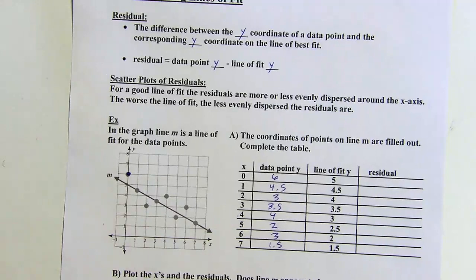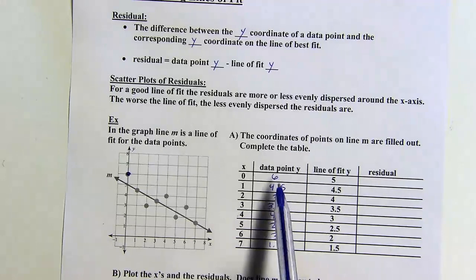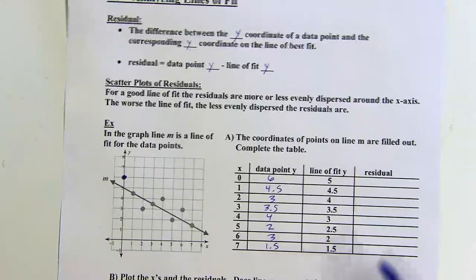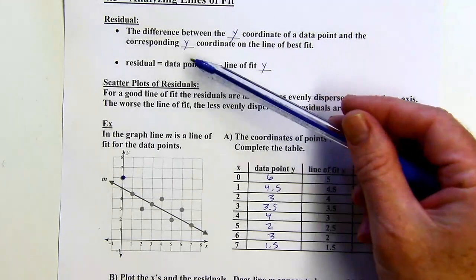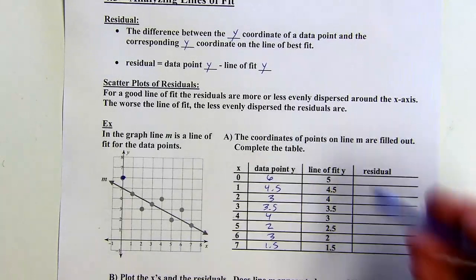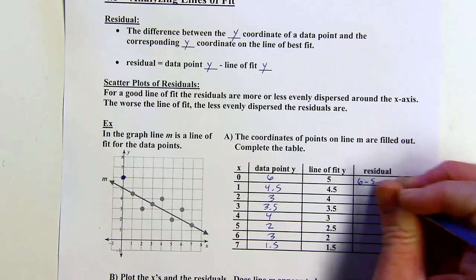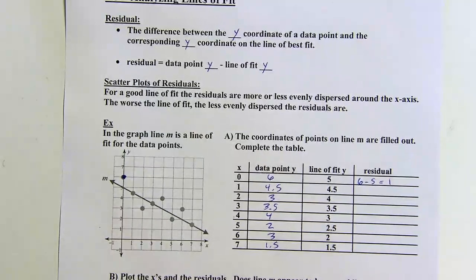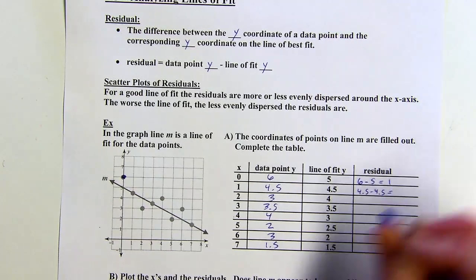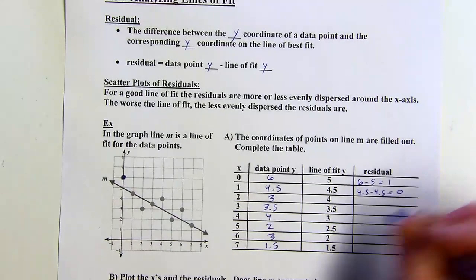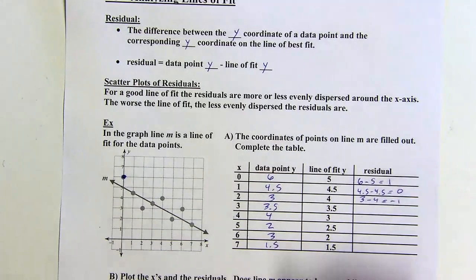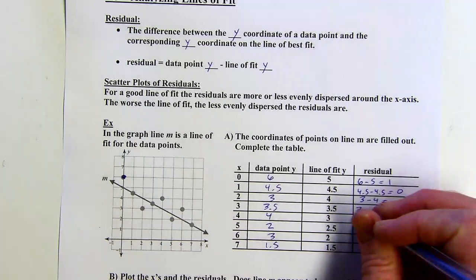Okay. So now that I've got the y's for the data points and the y's for the line of best fit, I can find the residuals, because I'm going to take my data point y minus my line of fit y. So I'm going to take this y minus that y to find my residual. So my first residual here is going to be 1. Okay? And now I've got 4.5 minus 4.5. I'm just subtracting these two y's from left to right. 3 minus 4 is going to come out negative. That's negative 1.